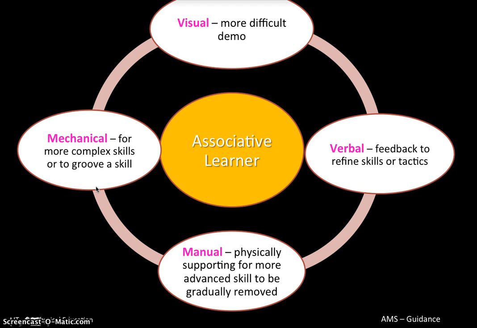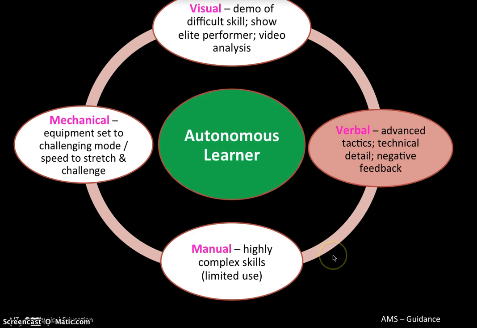And similarly for this, given that the performer might be in a practice phase, you can think of a tennis player and having the ball machine just so that they repeatedly practice the skills and reduce the errors and groove and overlearn that skill. Finally then, the advanced autonomous learner, the learner who knows what they're doing, can do it quite automatically. So visually, you might show them elite performers, you might analyse their performance using video analysis, or demonstrate a much more complicated skill.